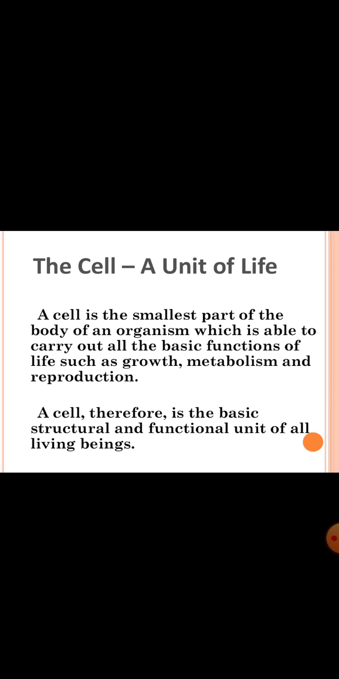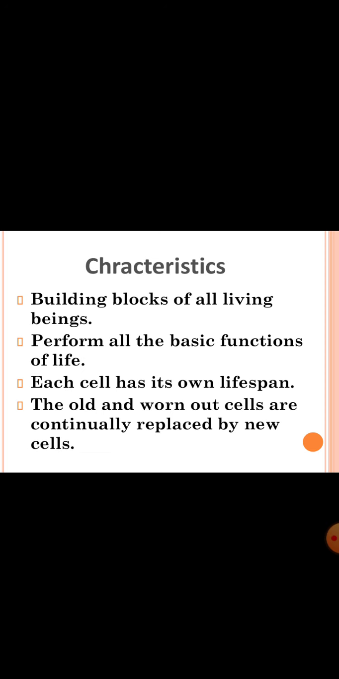Clear? It means we can say that every organ of a living being is made up of hundreds of thousands of cells, and every function performed by an organism is ultimately the outcome of the activity of the cell only. So, what are the characteristics of cells?